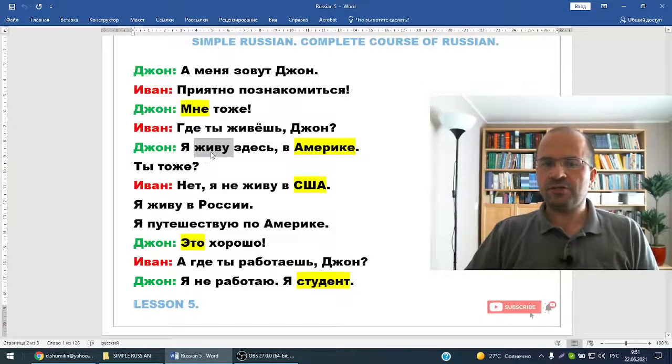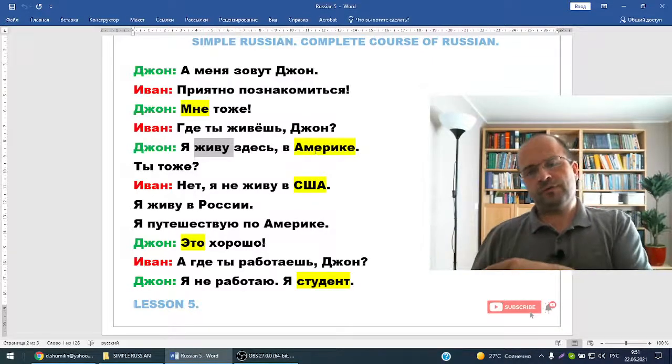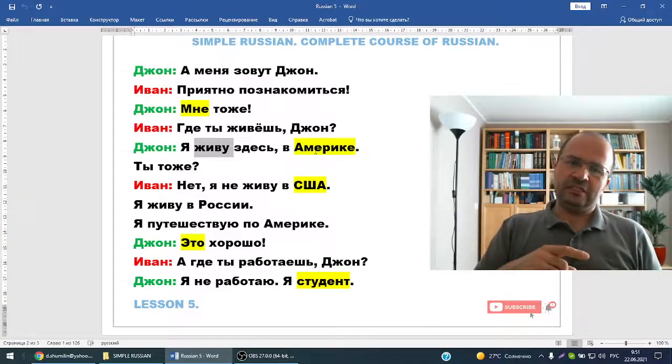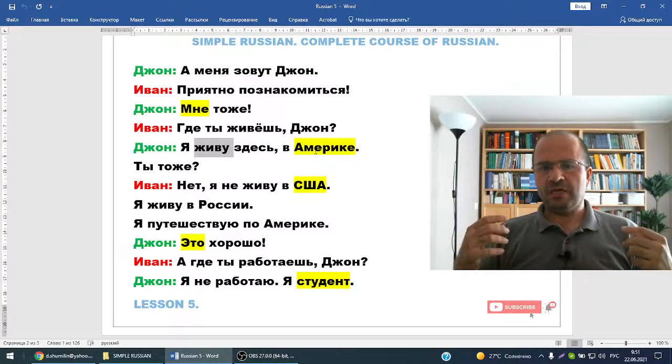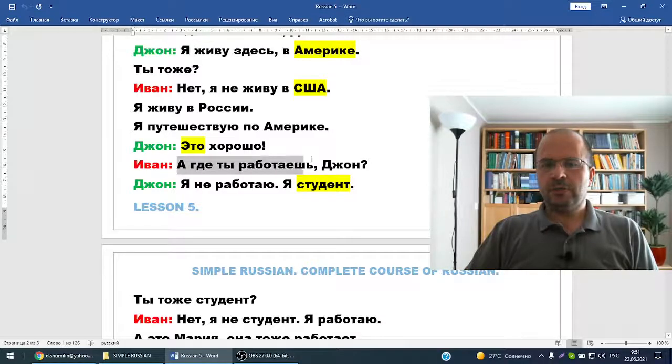Good. If you find verbs which you know, you can conjugate them, like the verb жить, to live, okay? Я живу здесь, в Америке. Change the phrase saying ты живешь здесь в Америке. You live here in America. Он живет здесь в Америке. Она живет здесь в Америке. Мы живем здесь в Америке. And so on. Okay?